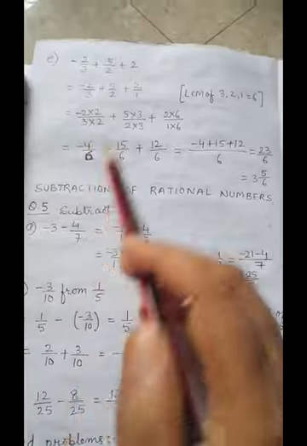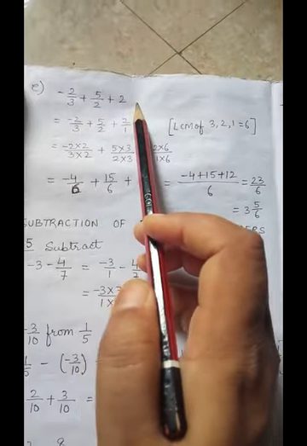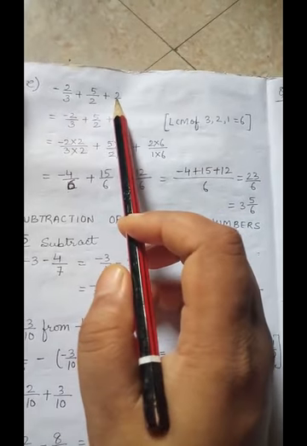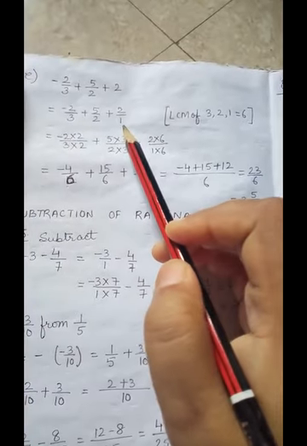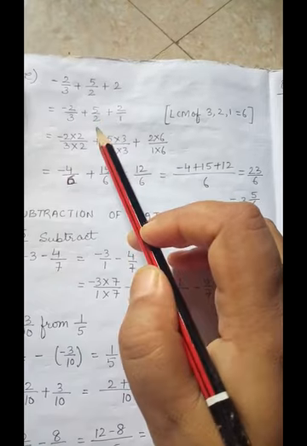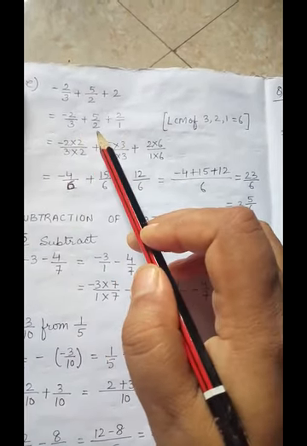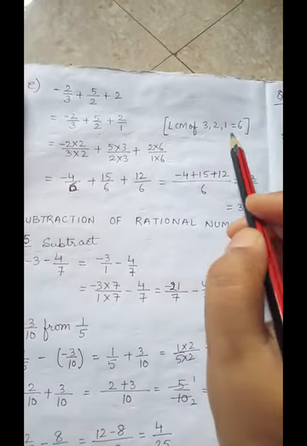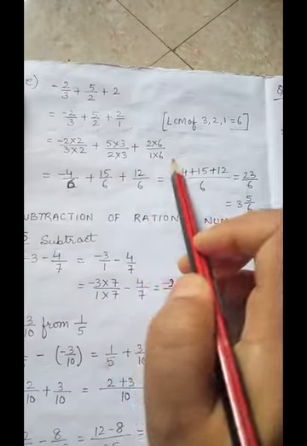Next is minus 2 upon 3 plus 5 upon 2 plus 2. Here there is nothing as denominator, so we will write 1. So this is minus 2 upon 3 plus 5 upon 2 plus 2 upon 1. Now we will take the LCM of 3, 2 and 1, which is equal to 6.